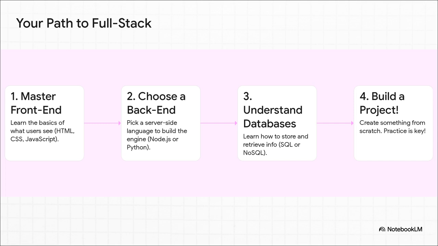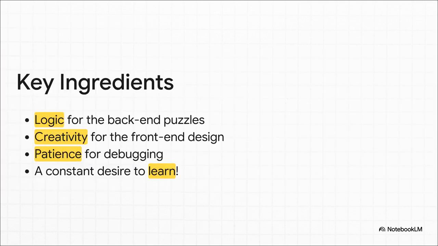And finally, and this is probably the most important one, build your own thing. Make a blog, a simple online store, whatever. Practice is everything. But it's not just about the tech skills, right? You also need a few key ingredients. You need logic to solve those brain-bending back-end puzzles. You need creativity for the front-end design. And oh my goodness, you need patience. A lot of patience, especially when you're hunting for that one missing semicolon that's breaking everything. And most of all, a constant desire to learn, because this field changes fast.